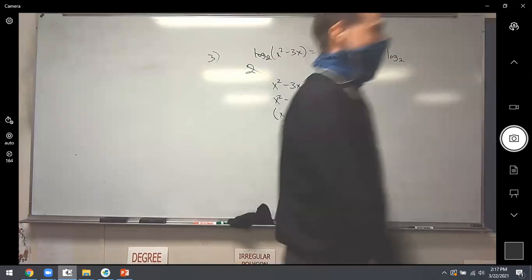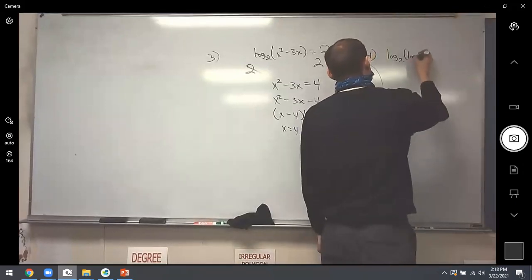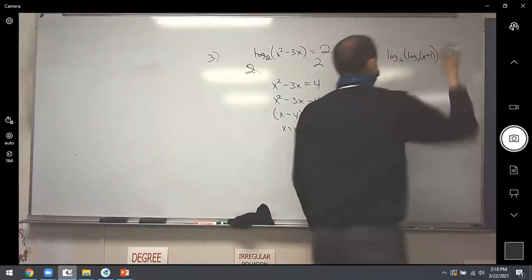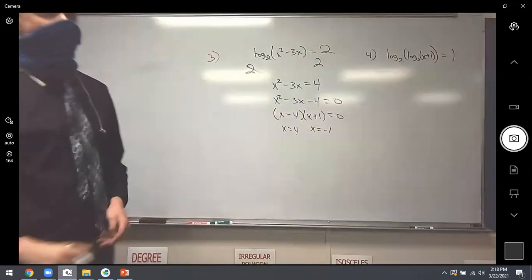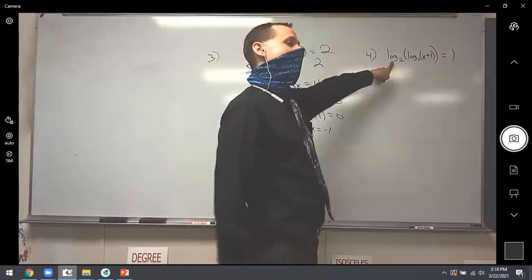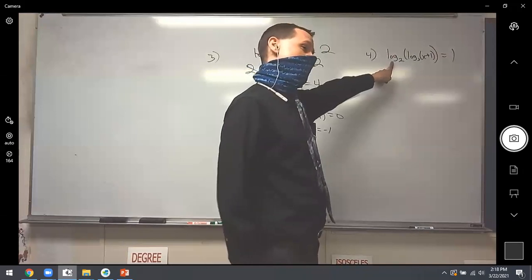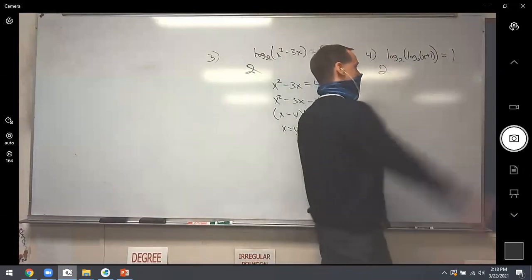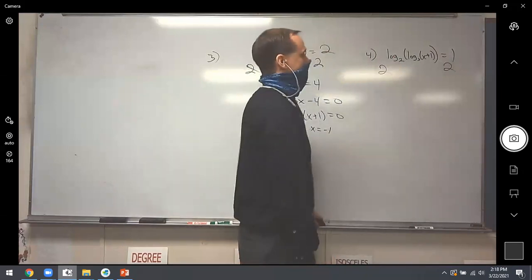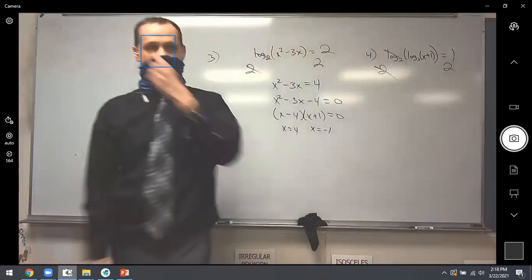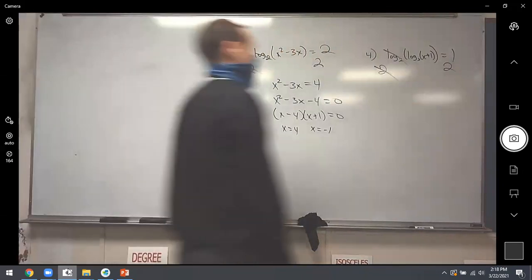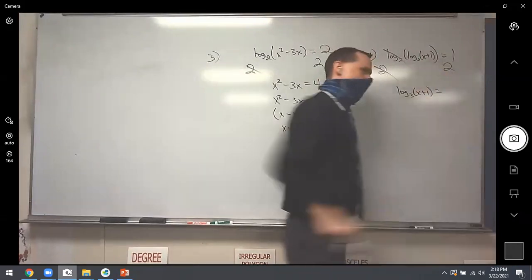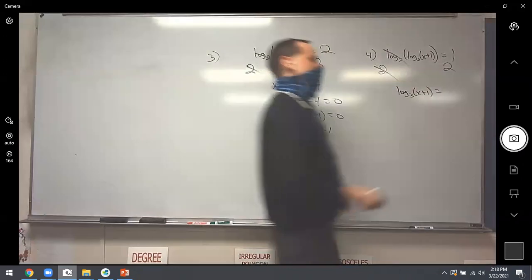Number 4, we have a log inside a log. It's time to freak out. All right, let's start unwrapping some logs. This outside log has a base of 2, right? Let's get rid of it with a base of 2. So we'll put a base of 2 here, which means on the other side I need a base of 2. And this base of 2 and that log base of 2 by design will cancel out. So now we're left with what was inside of that, which is another log, log base 3 of x plus 1. And over on the right, we got ourselves a 2 to the first, or just 2.